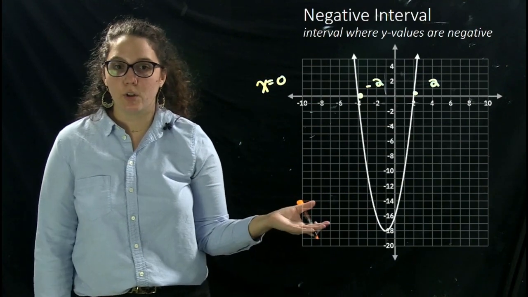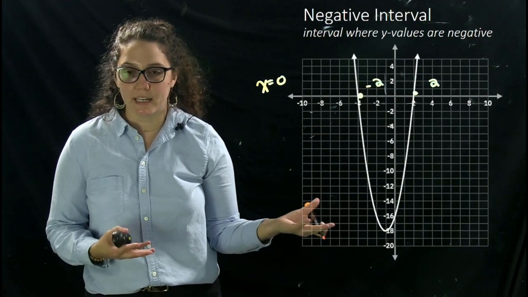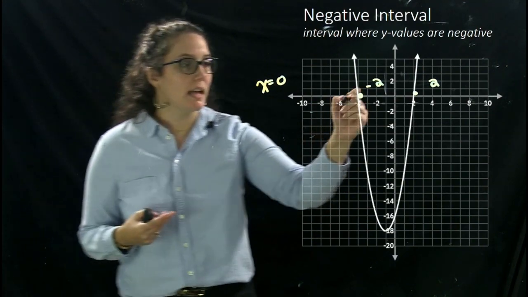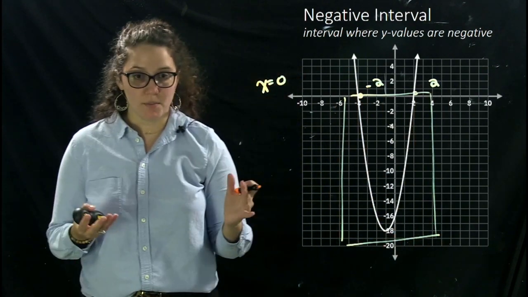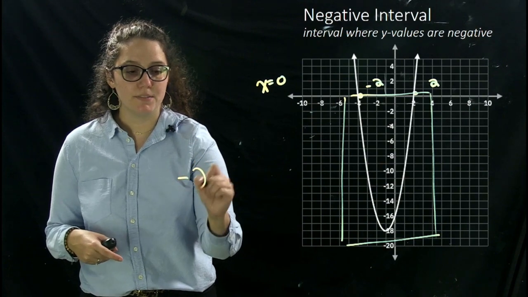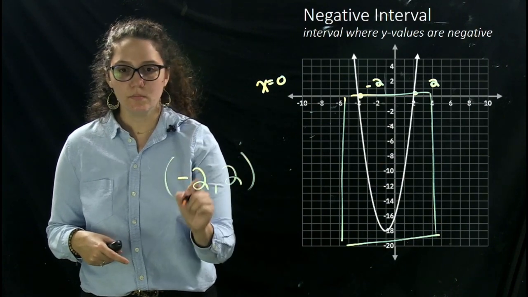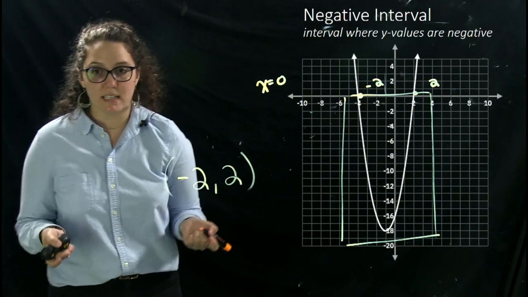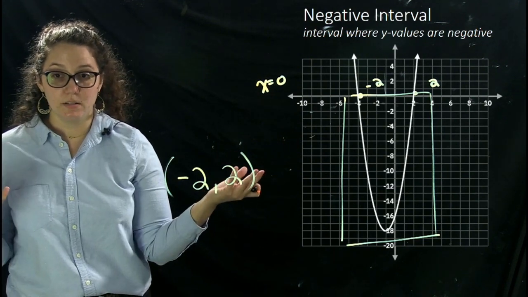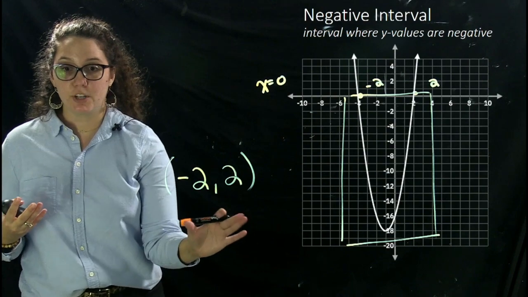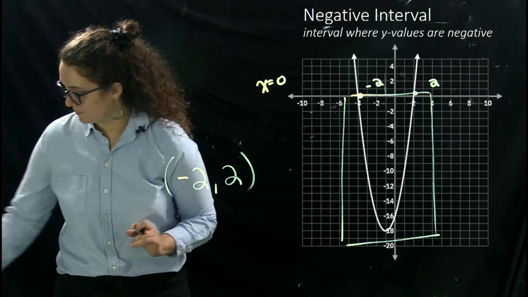So your negative interval is the interval where y values are negative. In this case, we just have one, and that's anywhere below the x-axis that our parabola shows up, right? And so in this case, that's from -2 to 2, both with soft brackets, because again, if x is -2 or x is 2, the y value is 0, and 0 is not a negative number, so we're going to use those soft brackets for here.